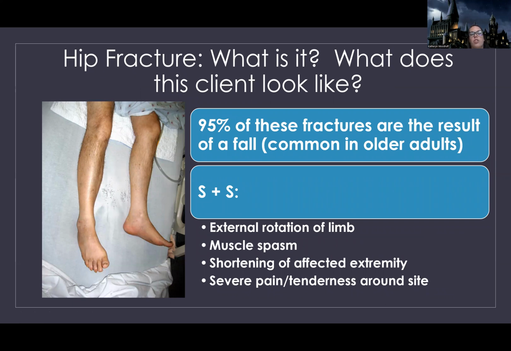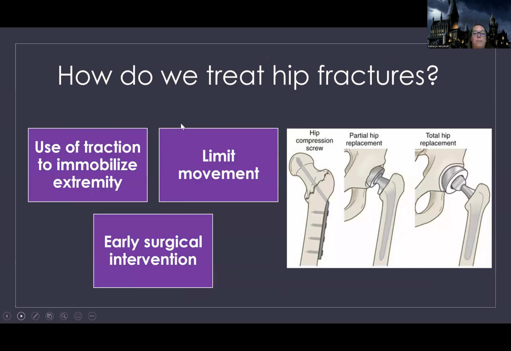We talked about fractures in general, but I do want to touch specifically on hip fractures. 95% of hip fractures are the result of a fall, like in older adults. What you're going to notice specifically for this type of fracture is the patient can have what's called external rotation, where it's rotated out of their limb, like you can see here with this foot. They can have spasm. You can see shortening. Look at this leg, how much longer it is than this leg, because when it pops out of that ball socket, it goes above that ball socket, which leads to a shortening of that extremity, and they can have severe pain and tenderness around the site.